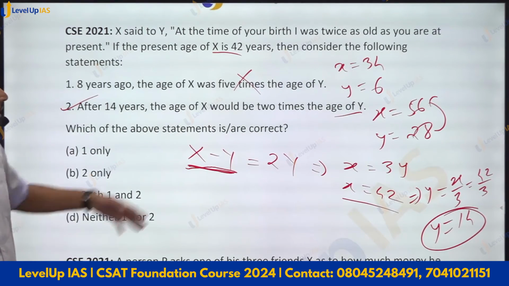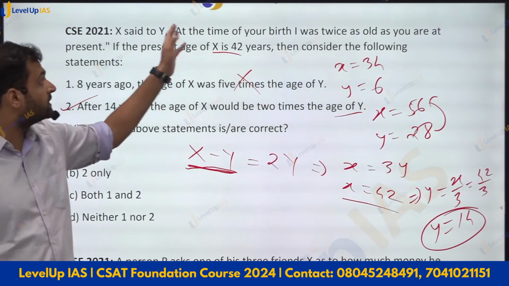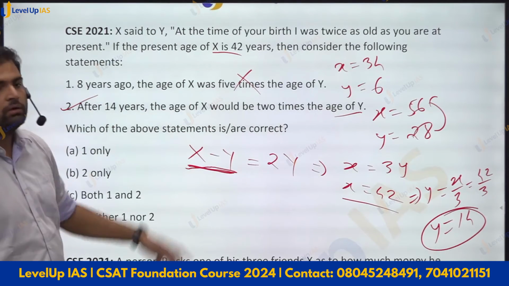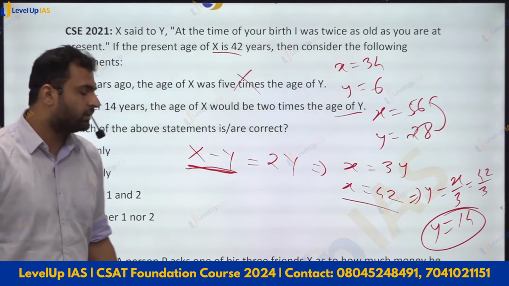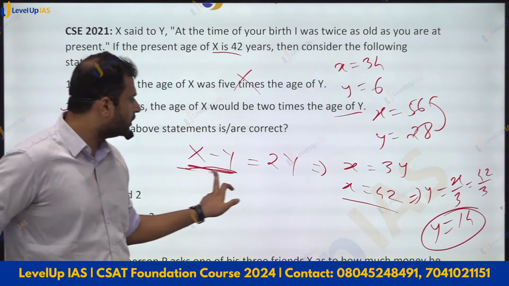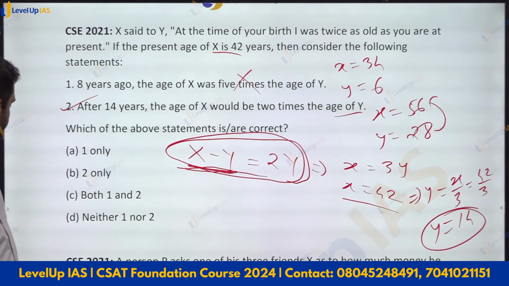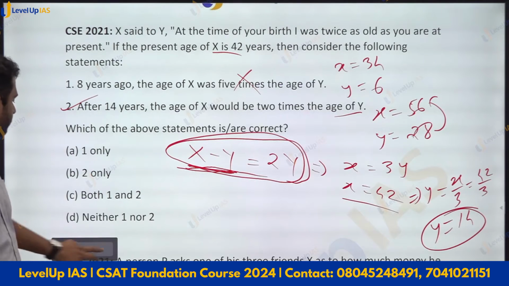I hope it is very simple. We just have to write down the equations given in the information, solve for it and comment on which of these given statements would be correct. The important thing to note is that this equation forming was the crucial part of this question. And I hope it is clear.